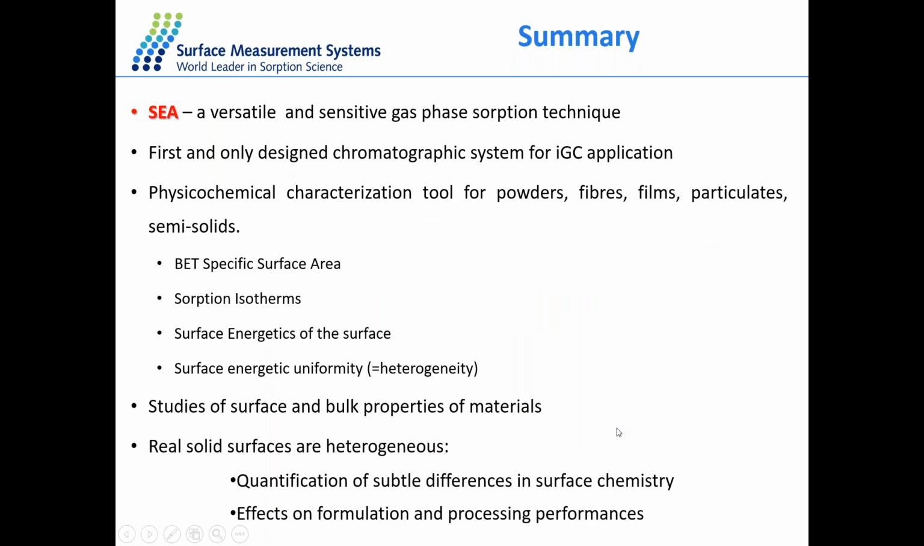So just to summarize, the IGC SEA is a very versatile and quite sensitive technique. We can analyze a variety of different properties, including solubility parameters, surface energy, and some isotherms and heterogeneity, as we've seen in this presentation. And it's really a good way to understand and compare different properties between samples, even subtle properties such as differences in surface chemistry, as we saw from our Collidon reference experiment.